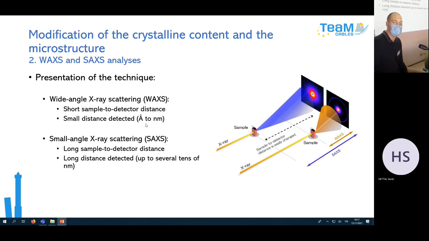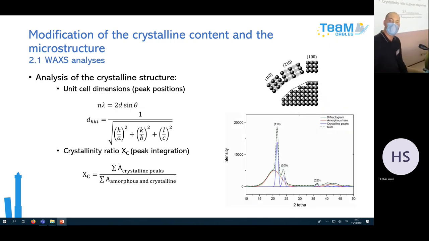We are talking here, for WAX, about angstrom to nanometer, the dimension of the unit cell of the crystal. And for SAXS we are talking about up to several tens of nanometers, even hundreds sometimes. So we are not probing the same thing with WAX and with SAXS, even though we are using the same instrument setup with the material. So the first setup I want to show you is the WAX setup.